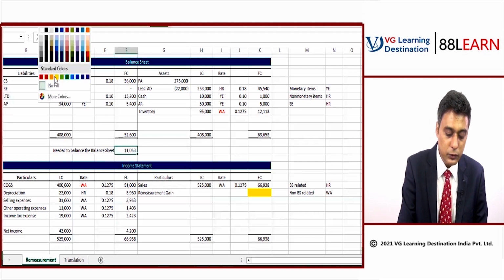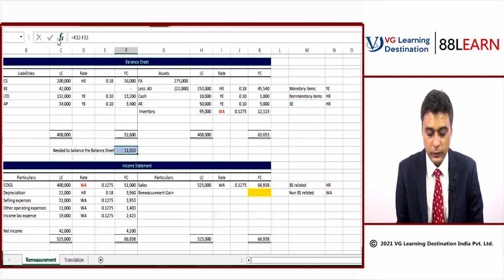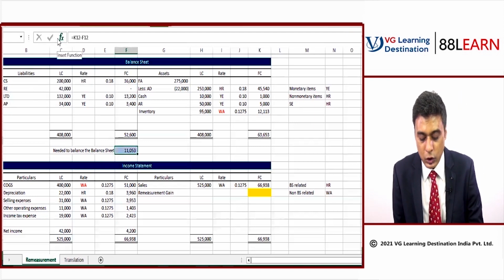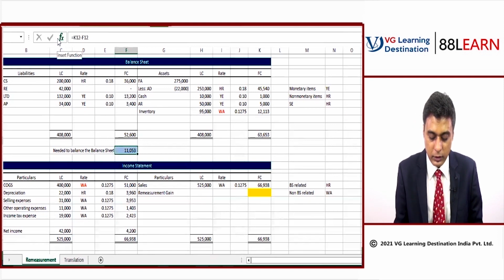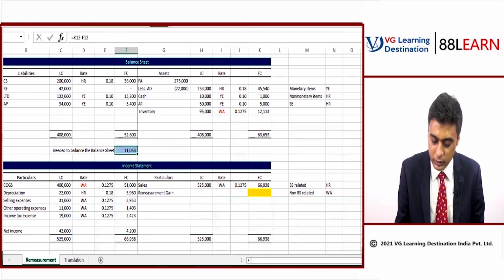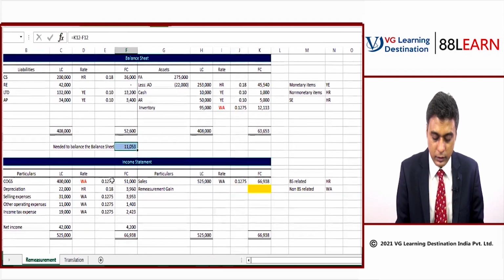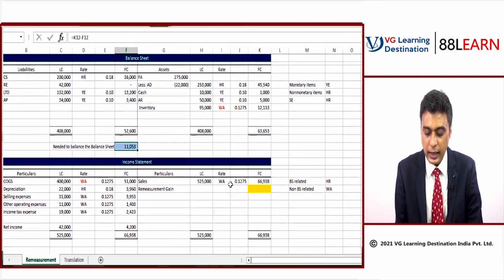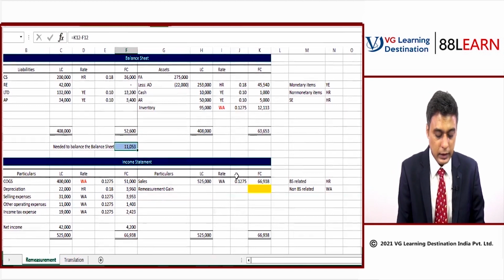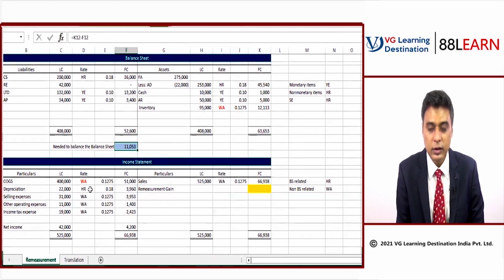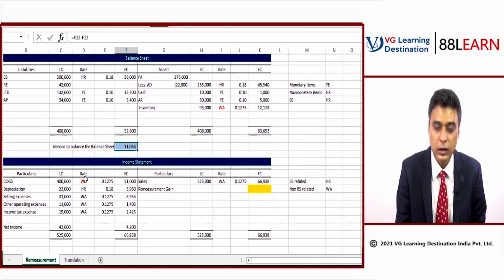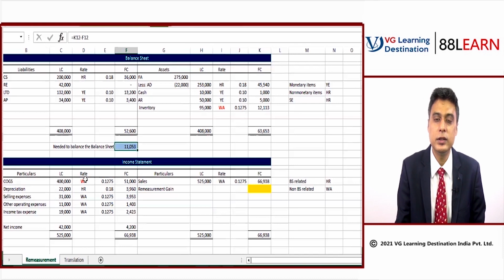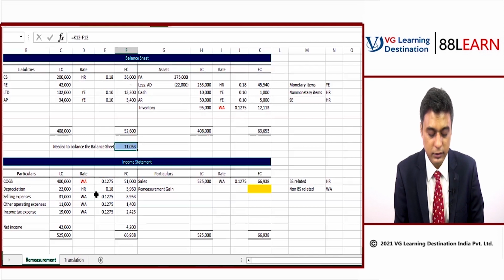We need 11,053 to make the balance sheet balance. Now let's go to the income statement. Income statement: sales at the weighted average rate, depreciation at historical rate, because depreciation relates to an item of fixed asset, which is converted at historical rate. Therefore, depreciation will also be at the historical rate.